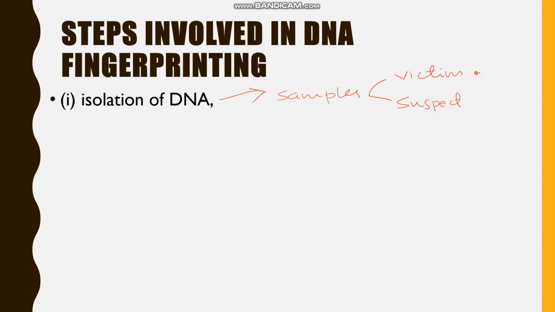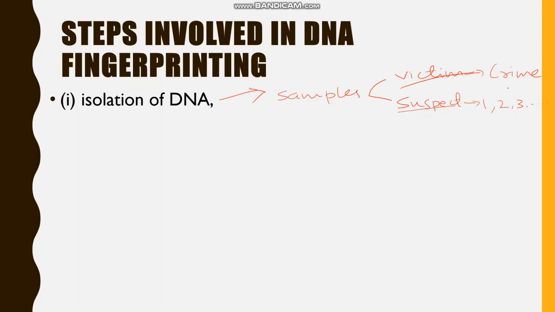In case of a crime, the sample collected from the crime spot is called the victim sample. And the sample collected from the suspect, suspect meaning suspected criminals, is sample 1, sample 2. We can collect samples from many individuals depending on the suspects. So the isolation of DNA from the victim sample as well as the suspect sample is the first step. We can use different types of cells.